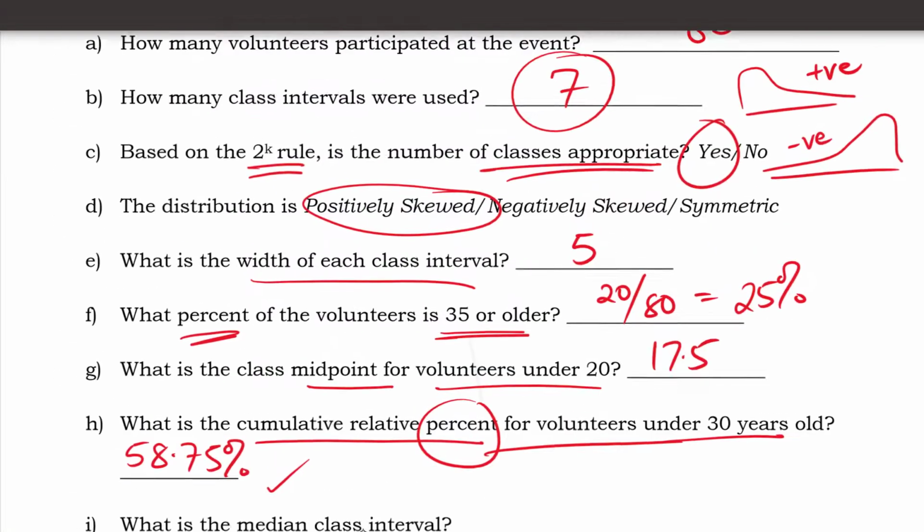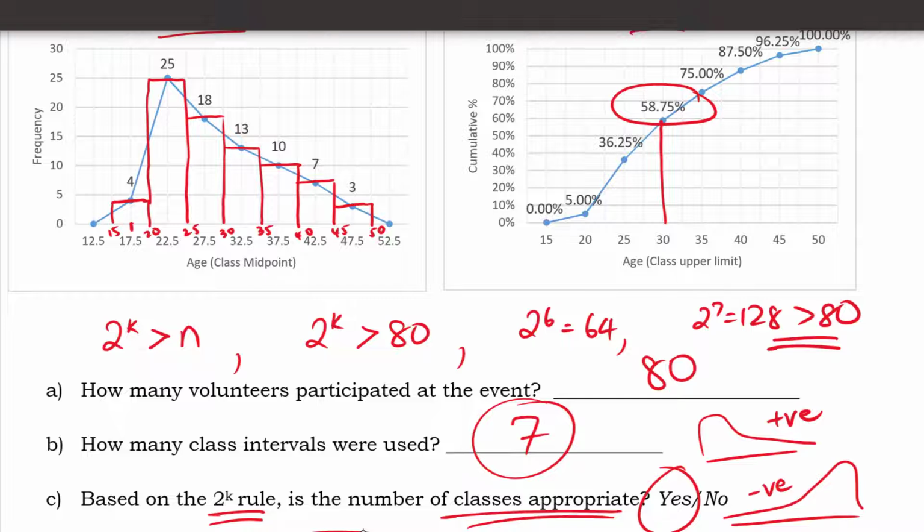What is the median class interval? So the median class interval is not just the class interval in the middle. It is actually the class interval that contains the middle value. We have 80 values here. The middle value will be between 40 and 41.